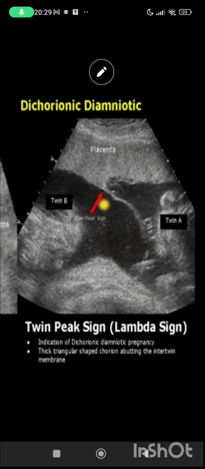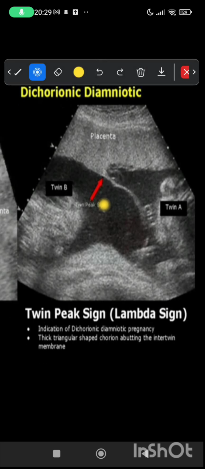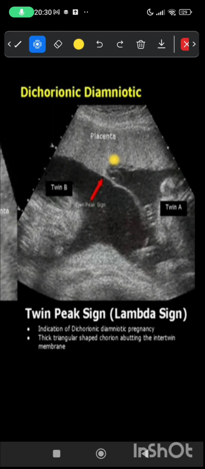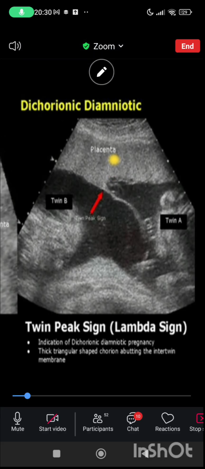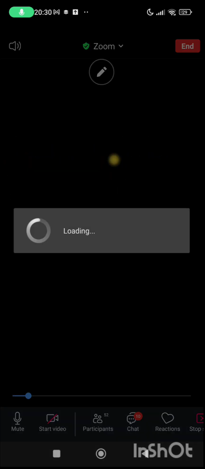And here is the twin peak sign or lambda sign. So we can see a triangular thick area when it inserts into the placenta. That's why we call it twin peak sign or lambda sign. And it is present in which gestation? Dichorionic, diamniotic. Okay, good.